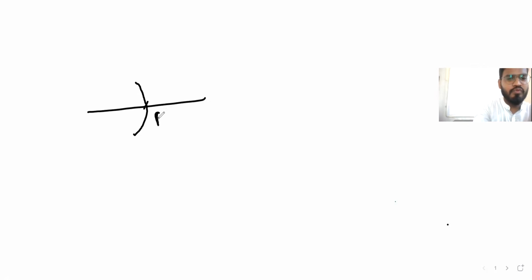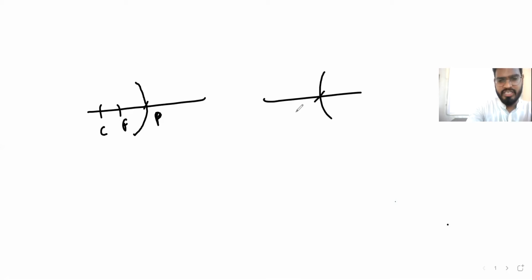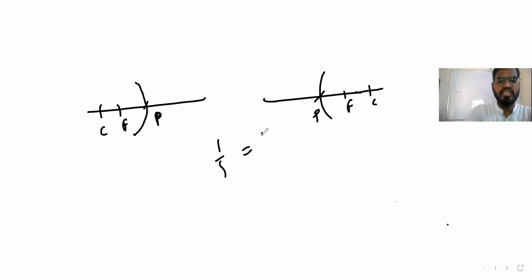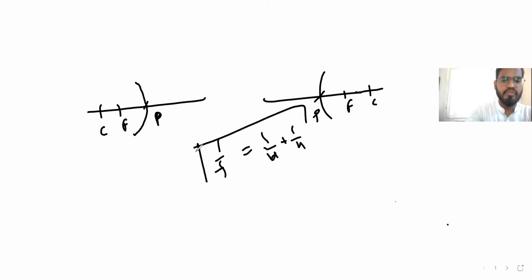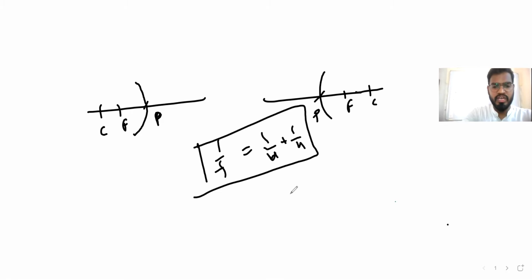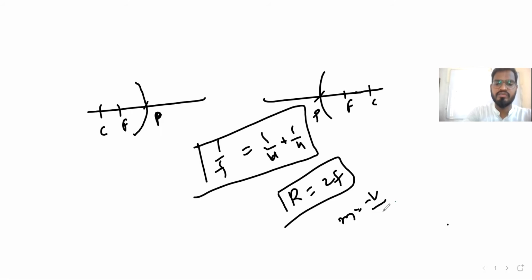Then we have the focus, pole, and center of curvature. We learned pole, focus, center of curvature, radius of curvature, and focal length. Then we did 1/f = 1/v + 1/u, that is the mirror formula. We did the relation between radius and focal length, R = 2f. And magnification m = -v/u or hi/ho.